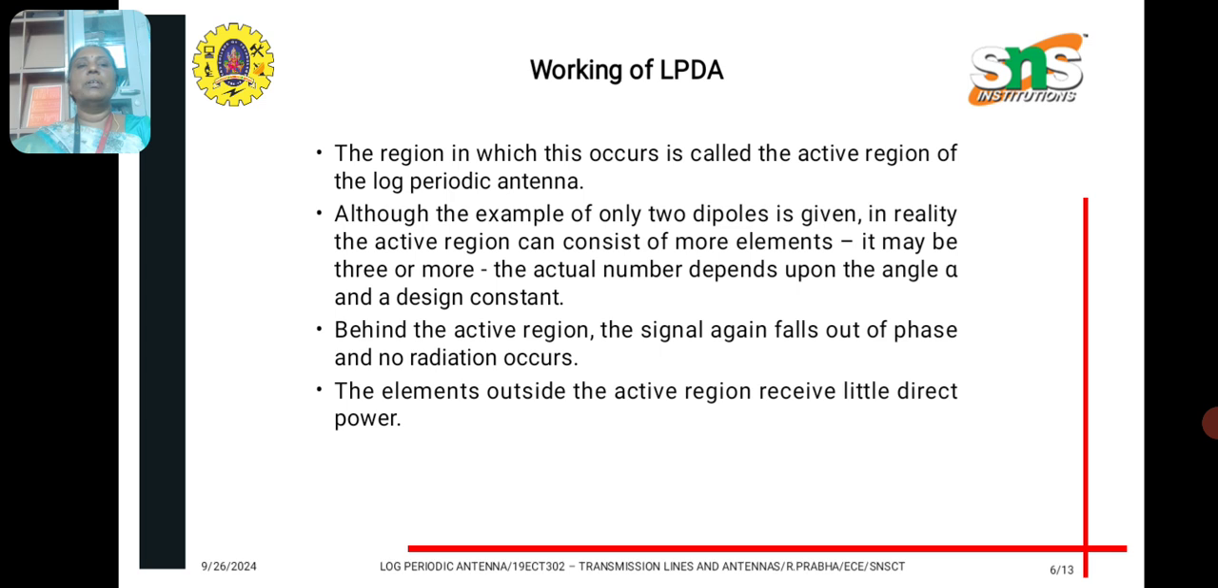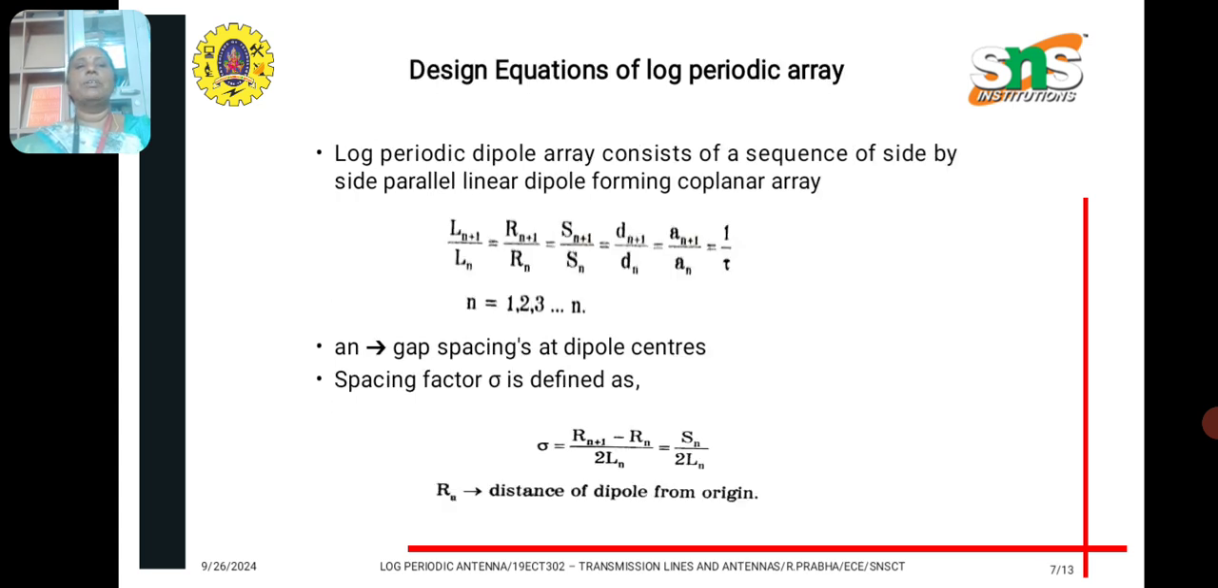Although the example of only two dipoles is given, in reality the active region can consist of more elements. It may be 3 or more. The actual number depends upon the angle alpha and the design constant. Behind the active region, the signal again falls out of phase and no radiation occurs. The elements outside the active region receive little direct power.